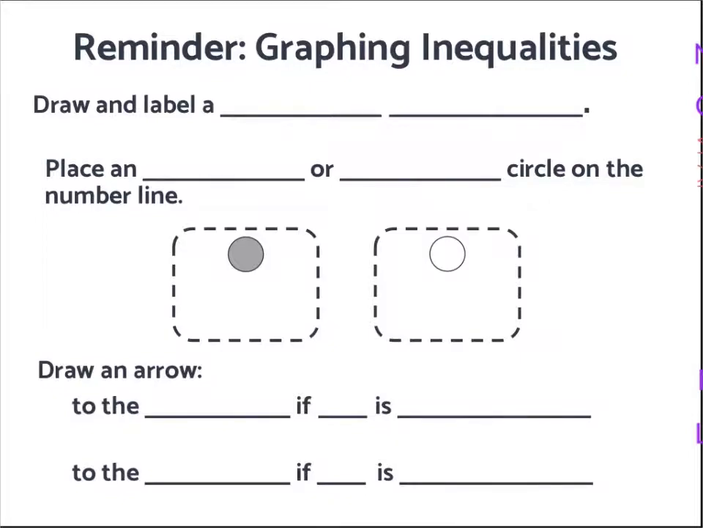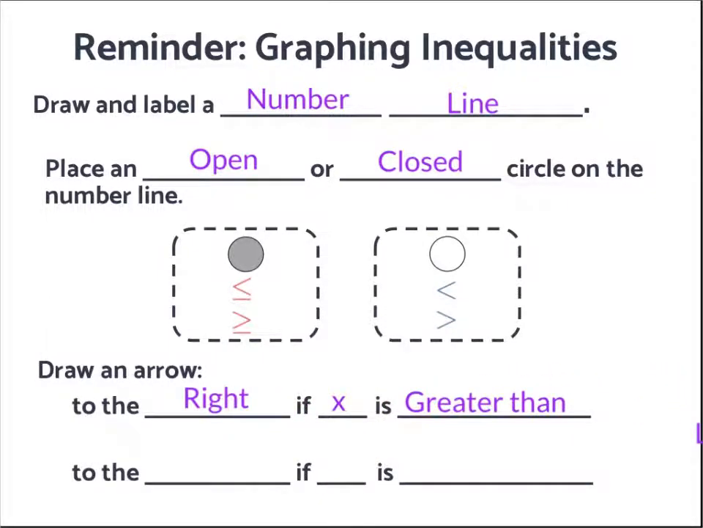So a reminder on graphing inequalities, remember we're going to draw and label a number line to start. Then we're going to place an open or closed circle on our number line depending on whether we have greater than or equal to, or just greater than and less than. So remember, when we have greater than or equal to or less than or equal to, we're going to have a closed dot. When we have just greater than or just less than, then we're going to have an open dot. Then we're going to draw an arrow to the right if the x is greater than, and we're going to draw an arrow to the left if the x is less than.